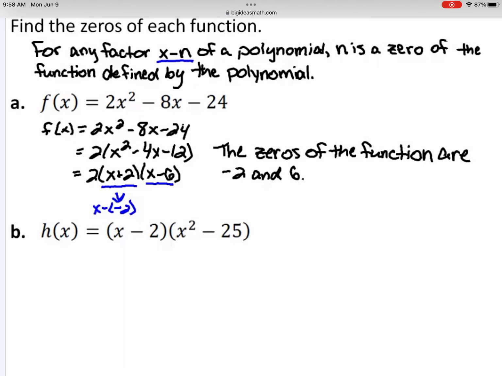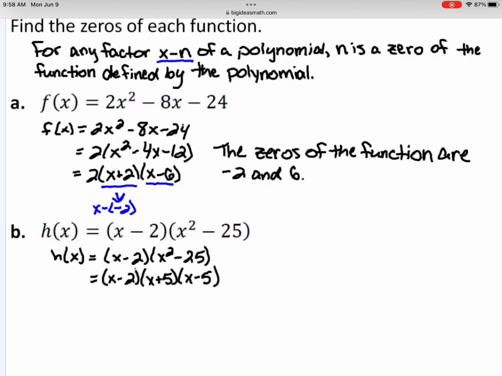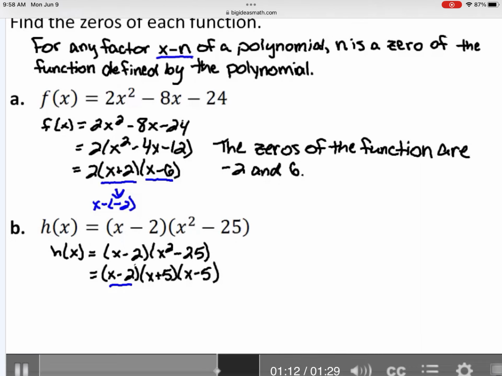Part B. H of x equals the quantity x minus 2 times the quantity x squared minus 25. Again, you want to begin by writing the function in intercept form. X squared minus 25 is the difference of two squares and factors as the quantity x plus 5 times the quantity x minus 5. X minus 2 is of the form x minus n, where n equals 2.